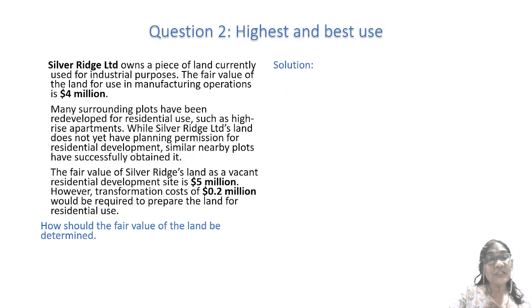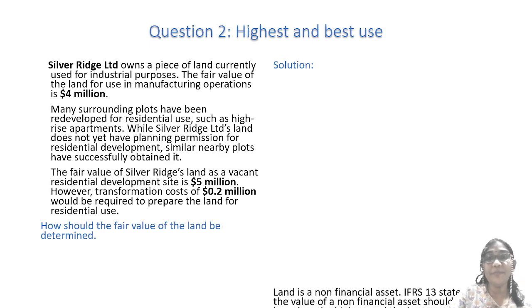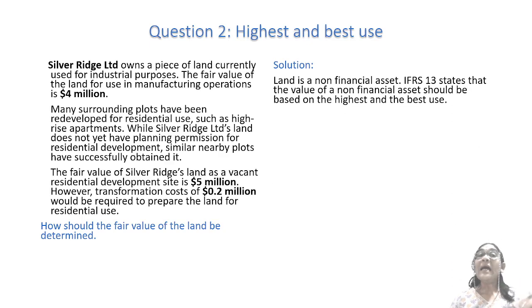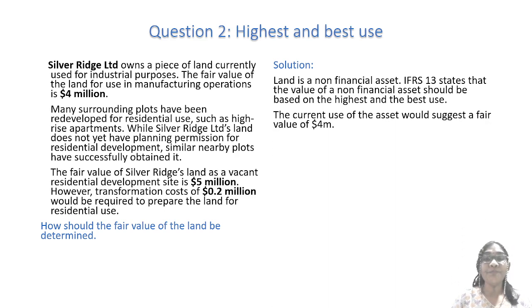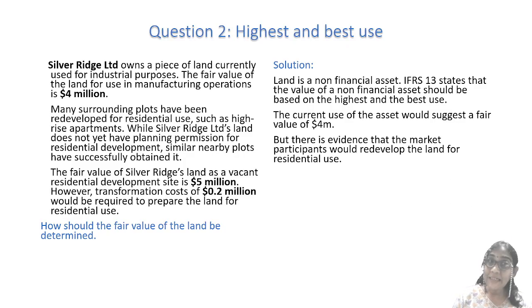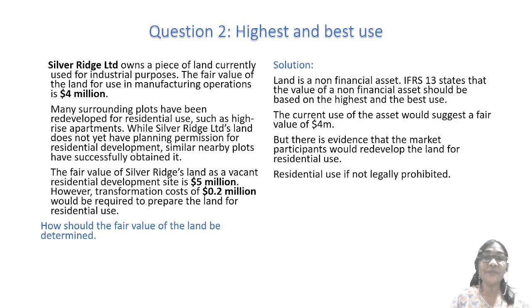So if you are asked to discuss or guide how the fair value should be determined, in that case, land is not a financial asset. IFRS 13 states that the value of a non-financial asset should be based on the highest and best use. The current use of the asset would suggest that the fair value be 4 million. But there is evidence that the market participants would redevelop the land for residential use.